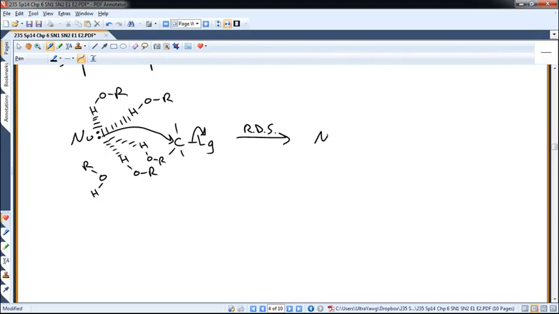Unfortunately, the opposite is true for the leaving group. Once the reaction does occur, if it occurs, when the leaving group leaves, it takes its lone pair of electrons, right? Maybe it has a negative charge, maybe it doesn't.